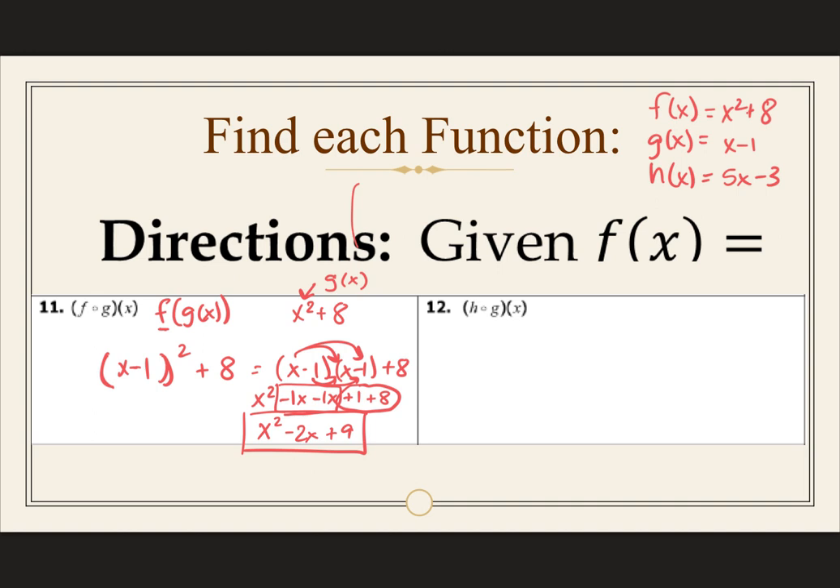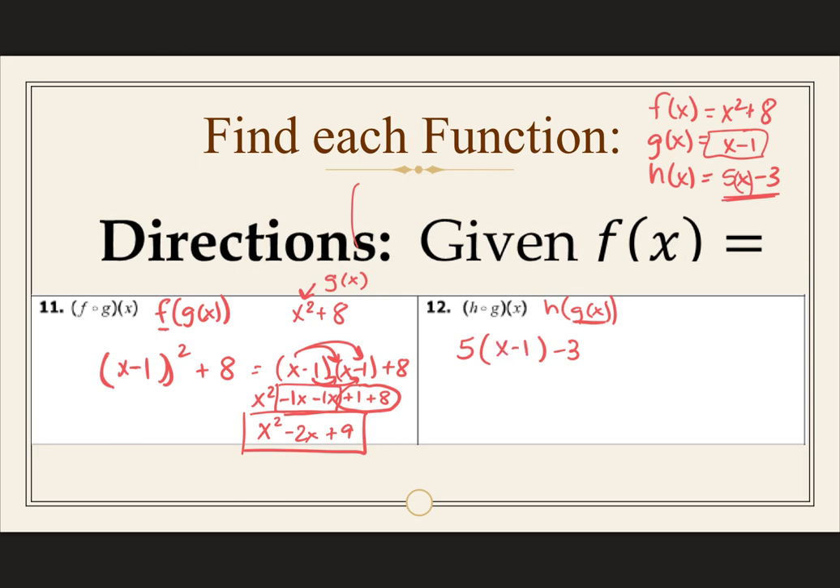I'm going to do the same thing here. I'm going to have my h be my outside, and inside my h function, I'm going to plug in g of x. So I'm going to start by writing out my h function, and I'm going to leave a set of parentheses where the x would be. Okay, so I just wrote this, and then in place of the x, I put a set of parentheses. Now, instead of x, I'm going to write g of x. So I'm going to take this x minus 1 again and put it inside the parentheses.